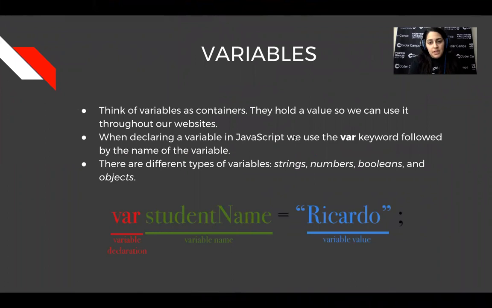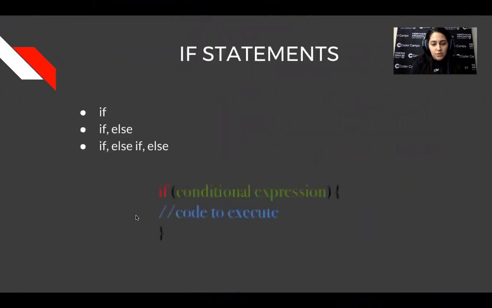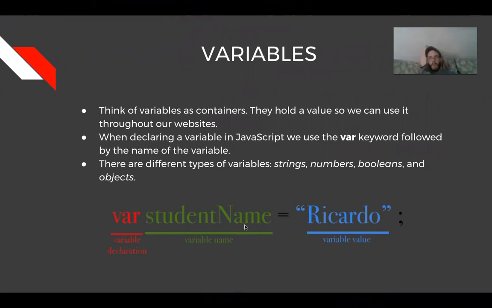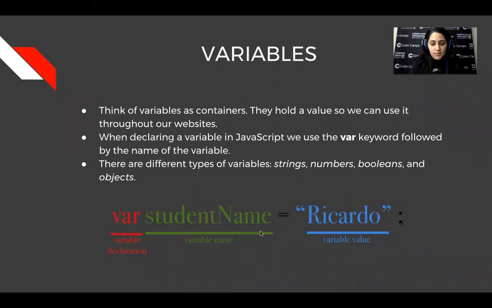With JavaScript, there are variables. You can think of variables as containers. They hold a value, so we can use it throughout our website. When declaring a variable in JavaScript, we use the var keyword followed by the name of the variable. So if we look at the example here, we have var, which is saying, hey, this is a variable. And then we have the name of the variable. In this case, studentName is the name of the variable. And then we set it equal to a value. I've set it equal to a string value of Ricardo.